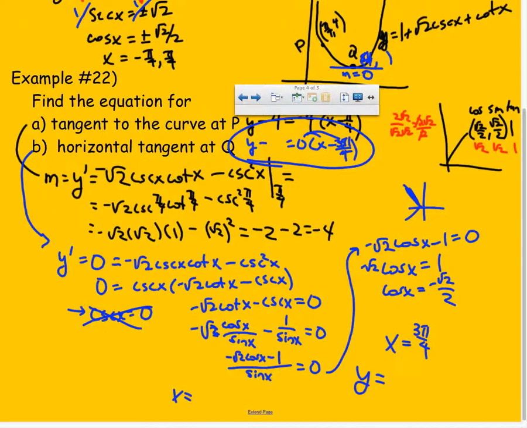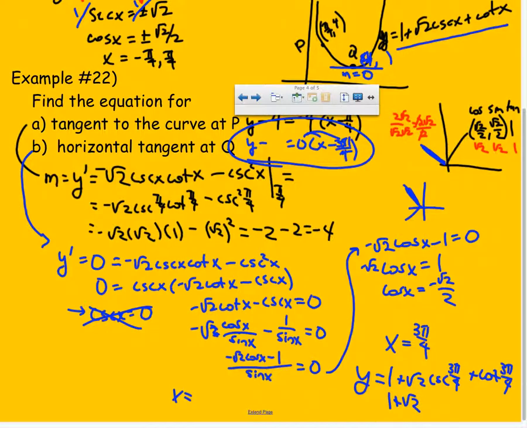You're right, I plug it in, and I got to plug it into the original. I don't want to know what y prime is, I want to know what y equals. So where is y? Oh, way up here. So I'm going to plug it in. 1 plus square root of 2 cosecant, not of x, but of 3 pi fourths, plus cotangent of 3 pi fourths. Now I'm using my unit circle right there, 3 pi fourths.